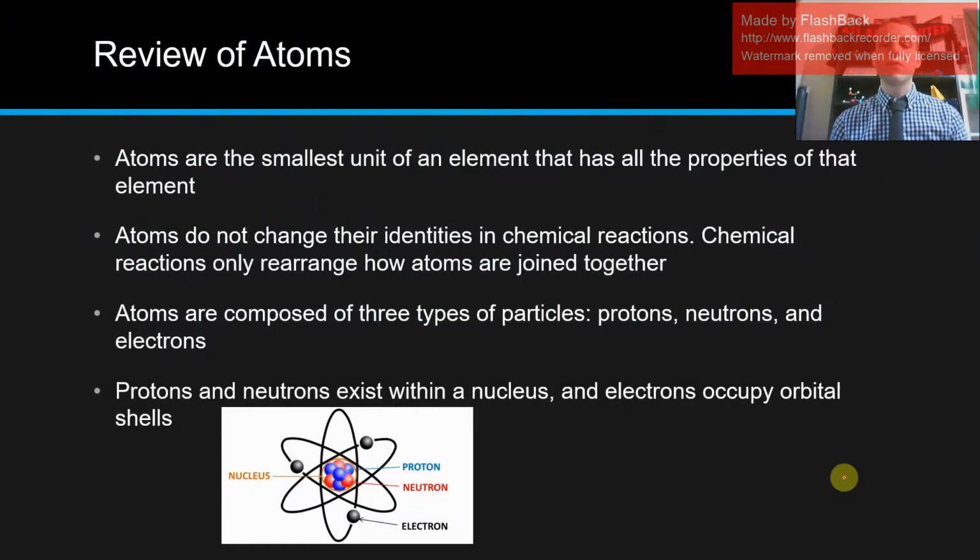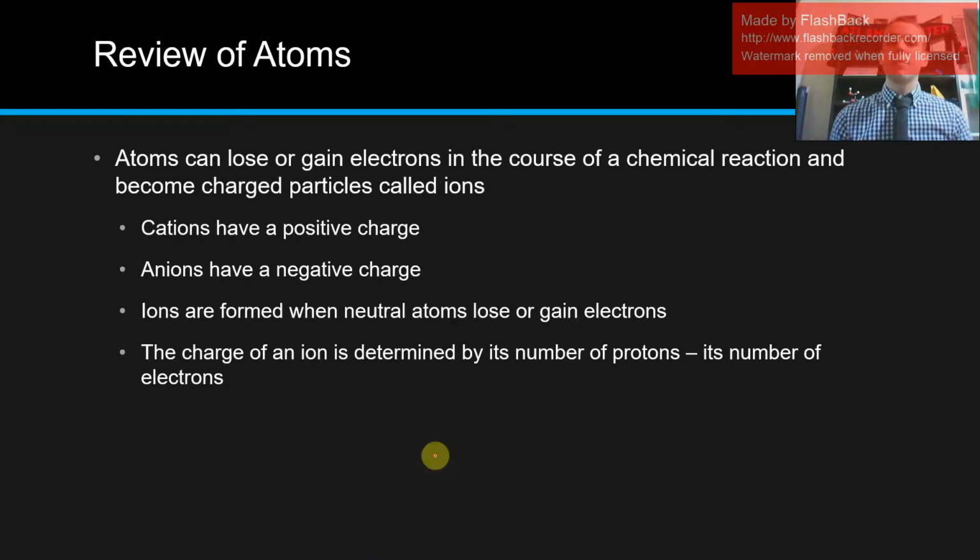These atoms are composed of three types of particles. They're called protons, neutrons, and electrons. And as we can see right here, the protons and neutrons are going to be joined together in what we call the nucleus, right? With our electrons orbiting the nucleus. Now, atoms can lose or gain electrons in the course of a chemical reaction, and they become charged particles, which we call ions. Cations have that positive charge, whereas anions will have that negative charge.